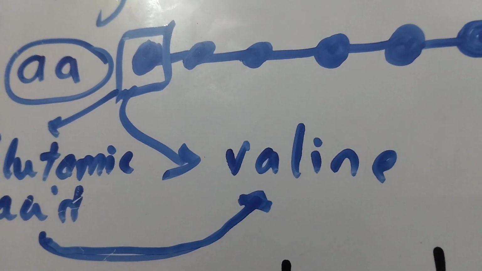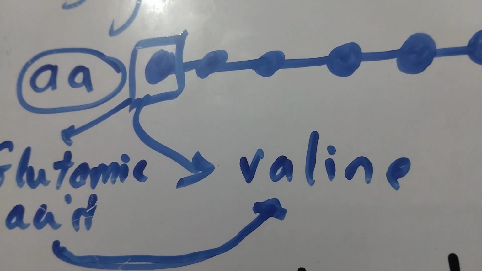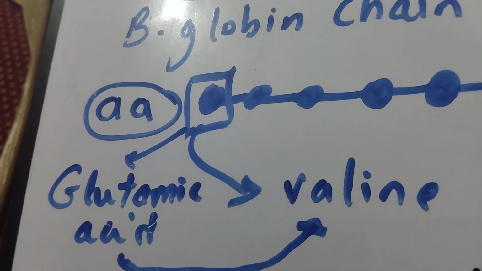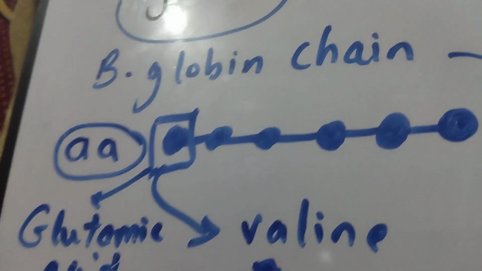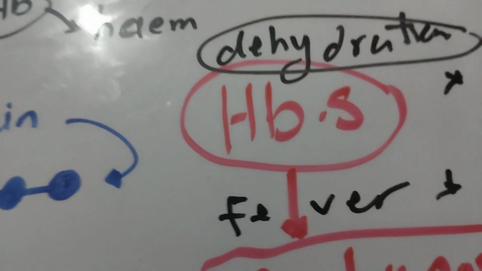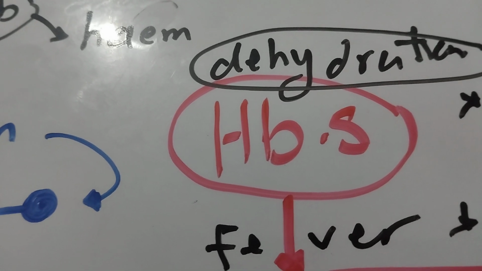It's an autosomal recessive disease, with genetic mutations in the gene encoding for this amino acid at position number 6 in the beta globin chain. It is replaced by valine. And so what are the abnormalities in this hemoglobin S, and what differs from hemoglobin A?